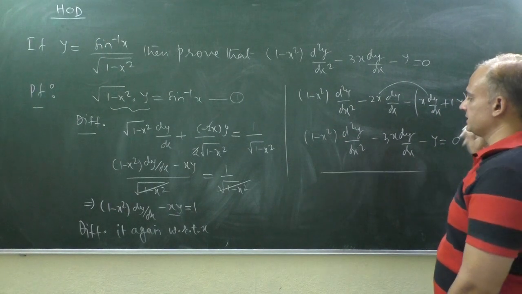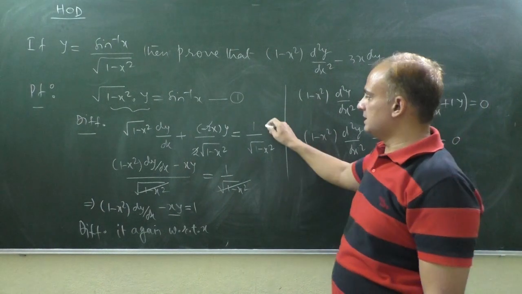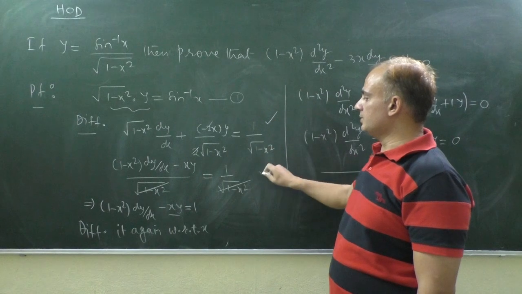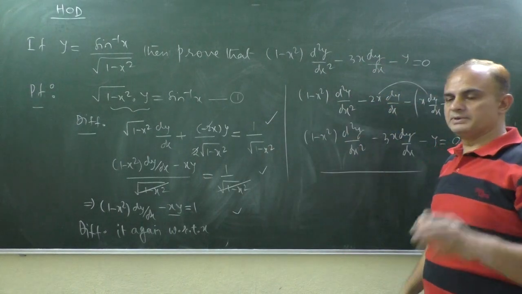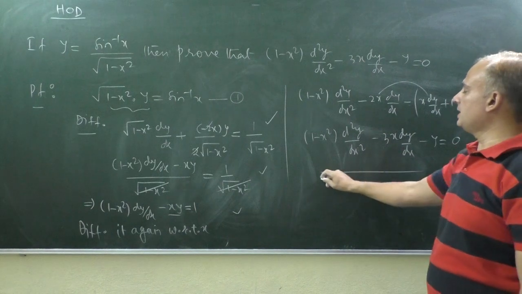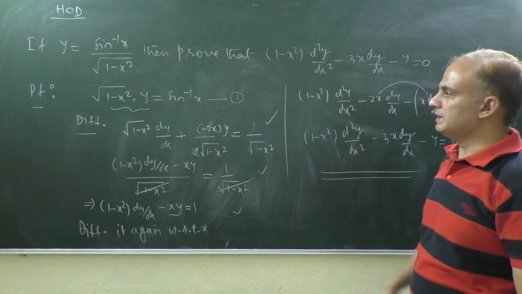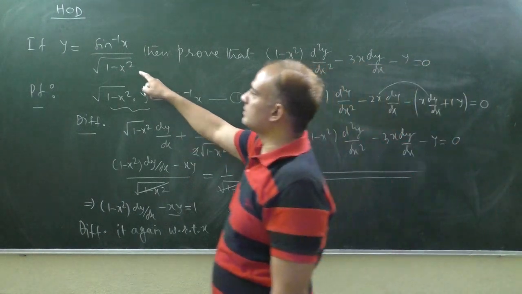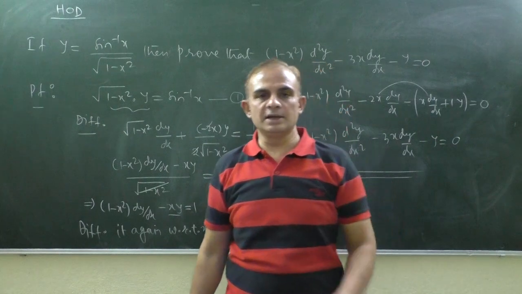See, this is proved now, and see how many steps are there. Step 1, 2, 3, 4, and in the fifth step you find the proof of the question, which is very easy. If you use this technique, transfer root 1 minus x square on left side and prove it immediately, quickly and fastly.